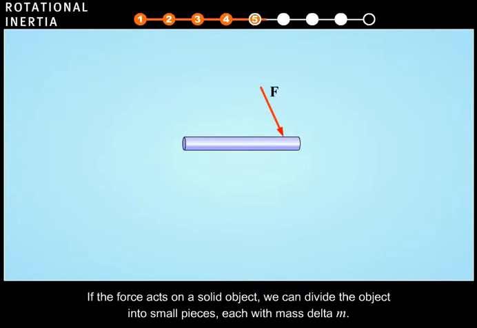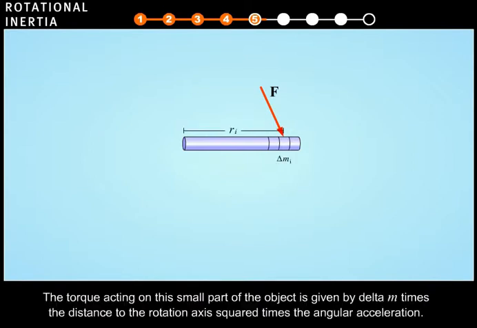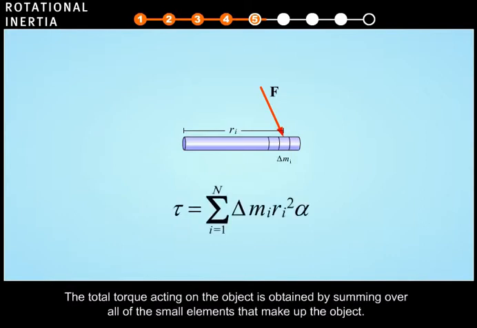If the force acts on a solid object, we can divide the object into small pieces, each with mass delta m. The torque acting on this small part of the object is given by delta m times the distance to the rotation axis squared times the angular acceleration. The total torque acting on the object is obtained by summing over all of the small elements that make up the object.